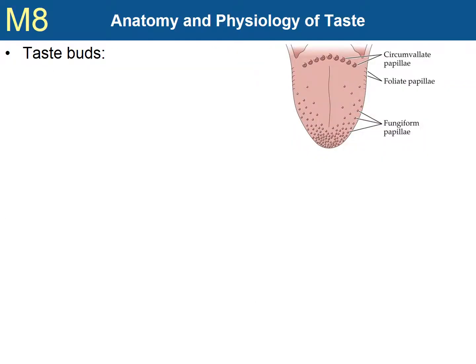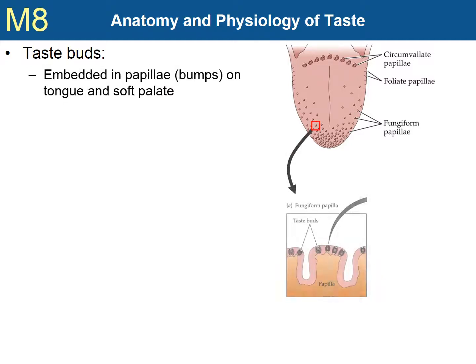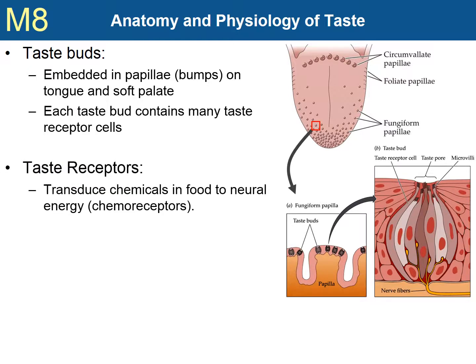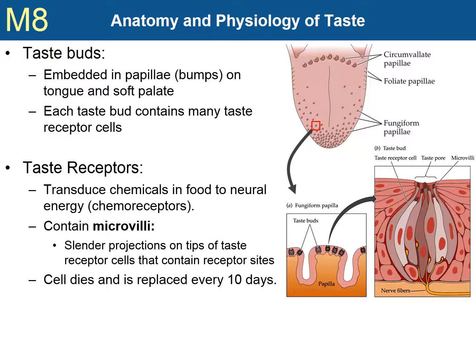The process of taste sensation begins in the taste buds. The taste buds are embedded in papillae on the tongue and soft palate. Each taste bud contains many taste receptor cells. Taste receptors convert the chemicals in food to neural energy. The microvilli, which are slender projections on the tips of the taste receptors, contain binding sites for particular molecules.